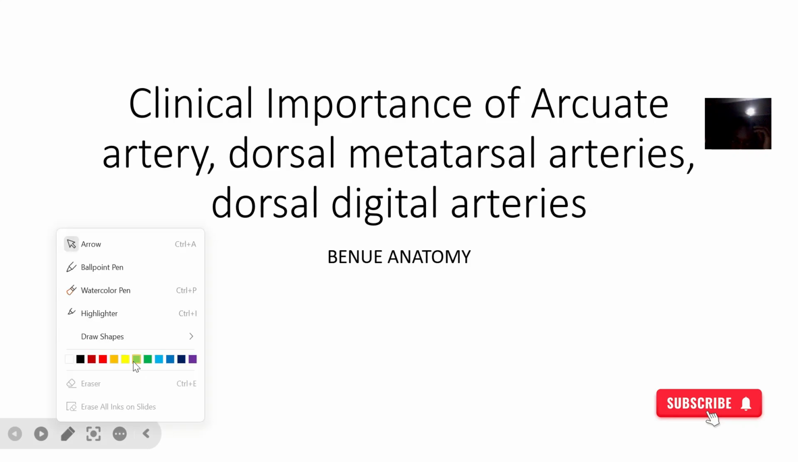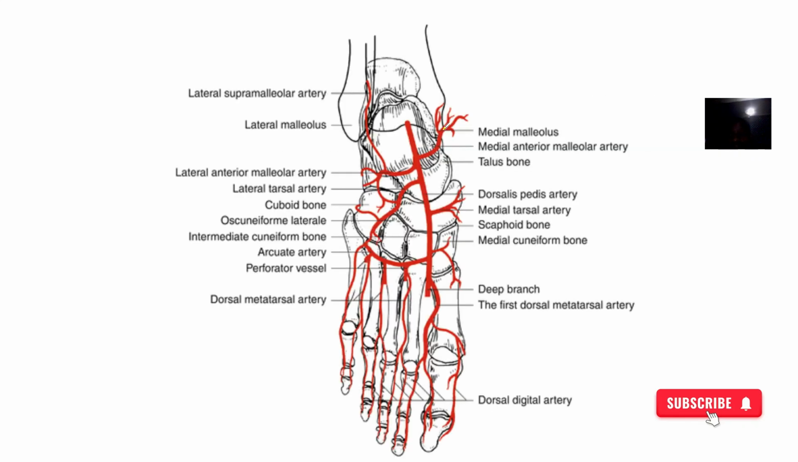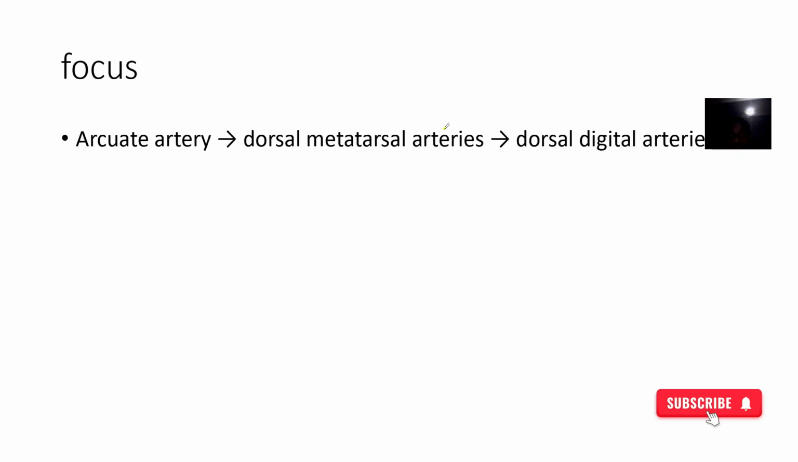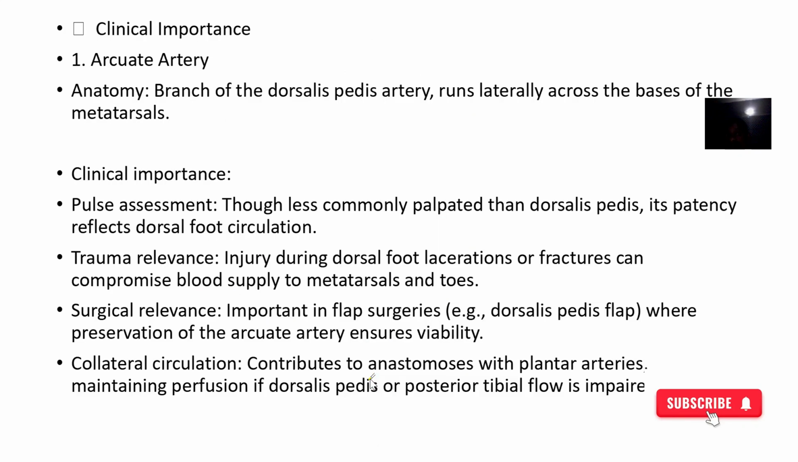Now we're trying to head to the next artery, or say arteries, which we'll be discussing for their clinical anatomy. And this is the arcuate artery. Of course, the arcuate artery becomes the dorsal metatarsal artery and becomes the dorsal digital artery. So we're talking about the arcuate artery becoming the dorsal metatarsal artery, and also down to the dorsal digital arteries. All right, so that's like the last blood supply along the lower limb.